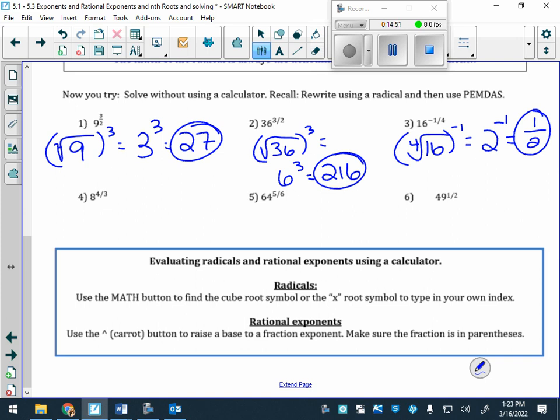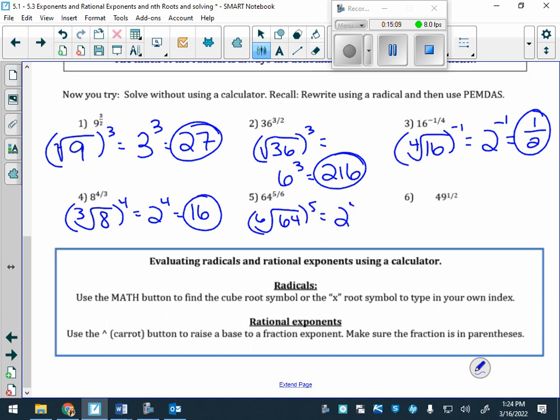Danielle. 16. The cube root of 8 to the 4th. 2 to the 4th is 16. Excellent. Number 5. Rosanna? 32. The sixth root, 64 to the fifth, 32. Excellent. And last but not least, Addison, 7. The square root of 49 equals 7.